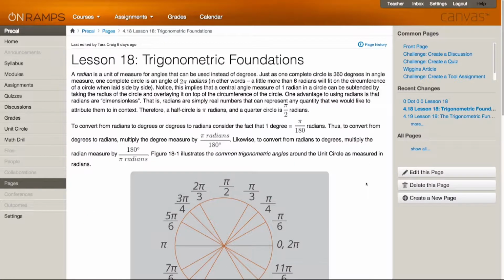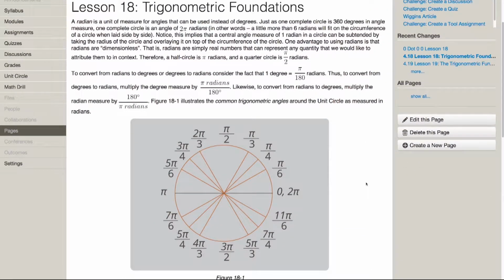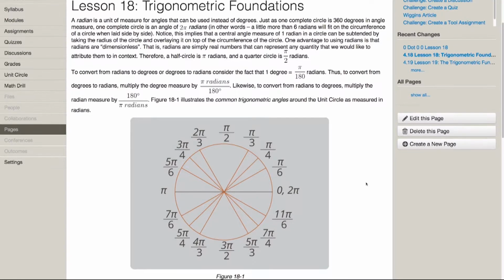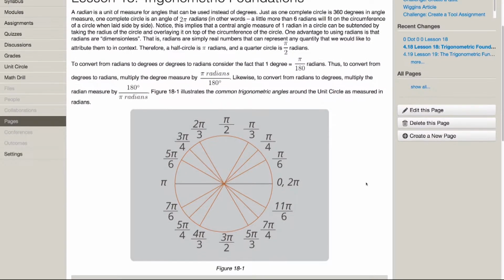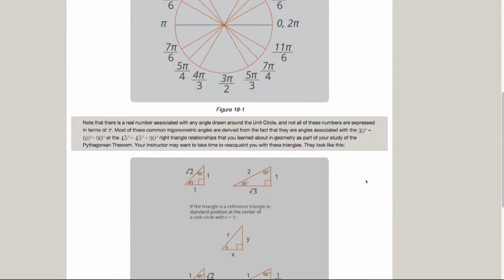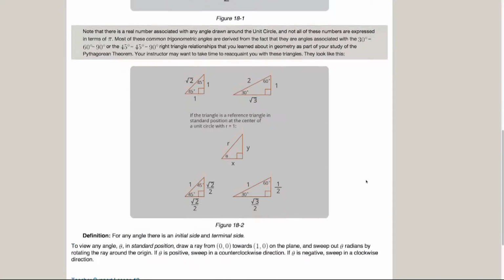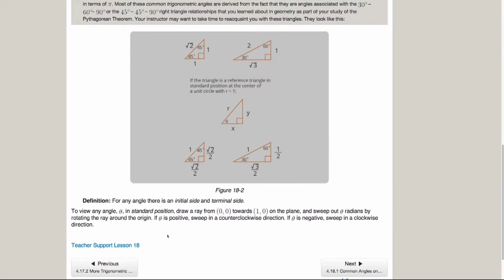Again, Lesson 18 provides students with additional background information, including a few definitions such as radian and degree, a reminder about how to convert between the two, and an explanation of special right triangle relationships that students should already be familiar with from their geometry class. Down at the bottom, we have the teacher support lesson, viewable only by the teacher. If the student were to click on this page, they would see an error message.